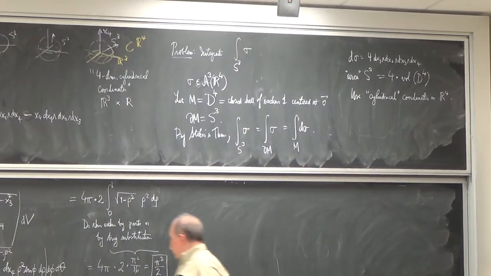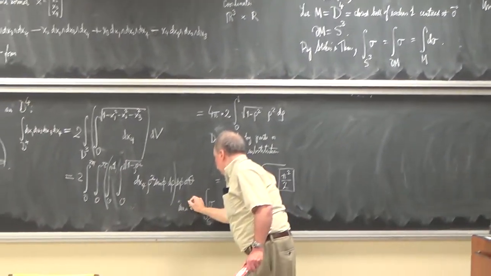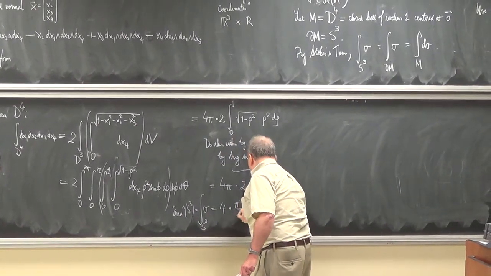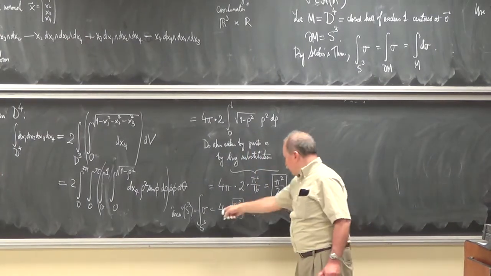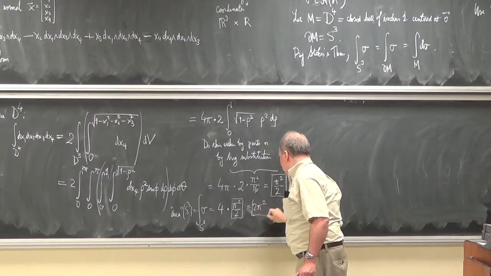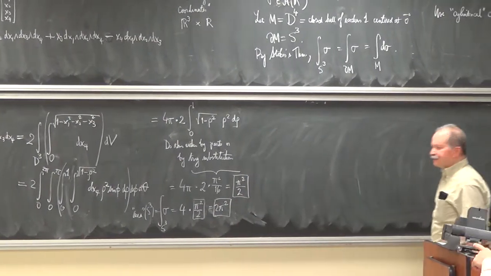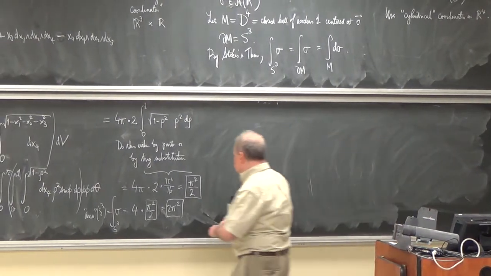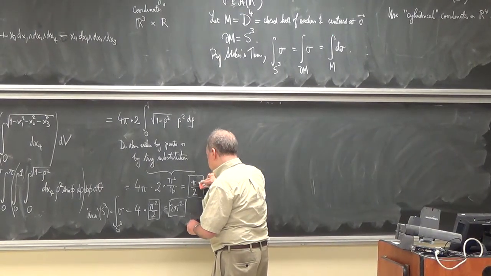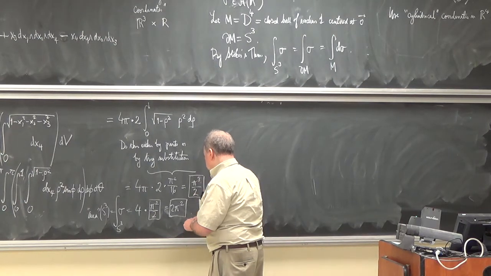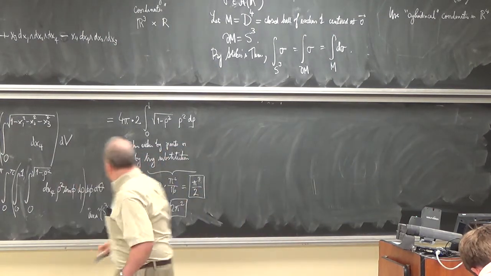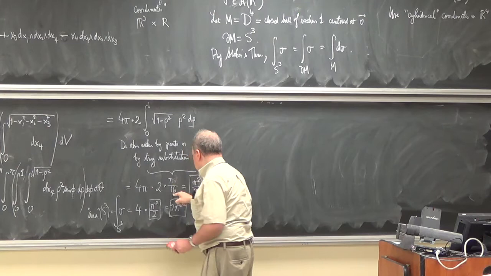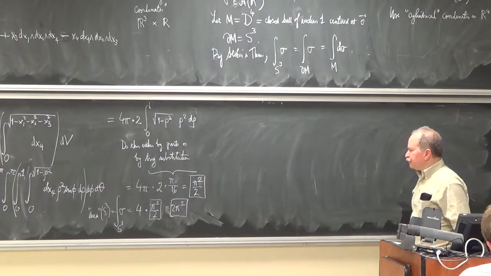So the area of the 3-sphere is 4 times this. This is the volume of the unit ball. 4 times it is the area of the 3-sphere. Yes, please. Because it's pi times pi squared. Oh, I miswrote. Thank you. It was right here. This was a pi over 16. That was a typo.